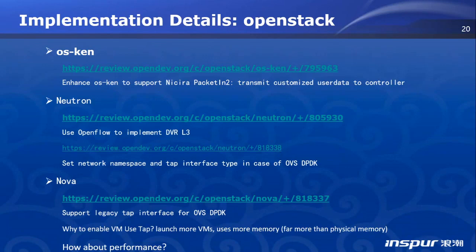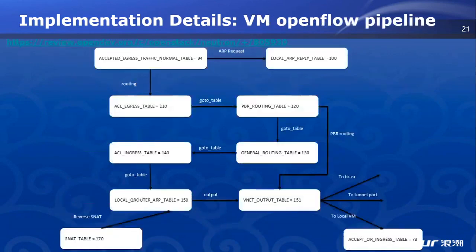For Nova, we enabled it to support legacy tap interfaces for VMs. That means OVS-DPDK can launch VMs by using tap interfaces instead of vhost-user interfaces. Maybe you're wondering why we want to do so, because this can enable tenants to launch more VMs and use more memory than physical memory.